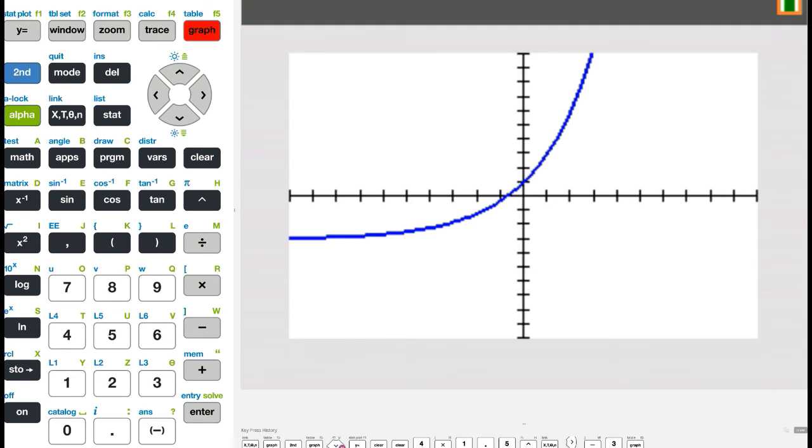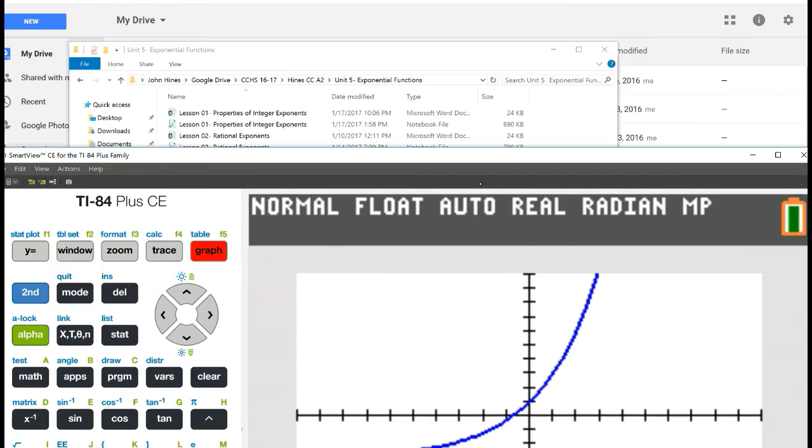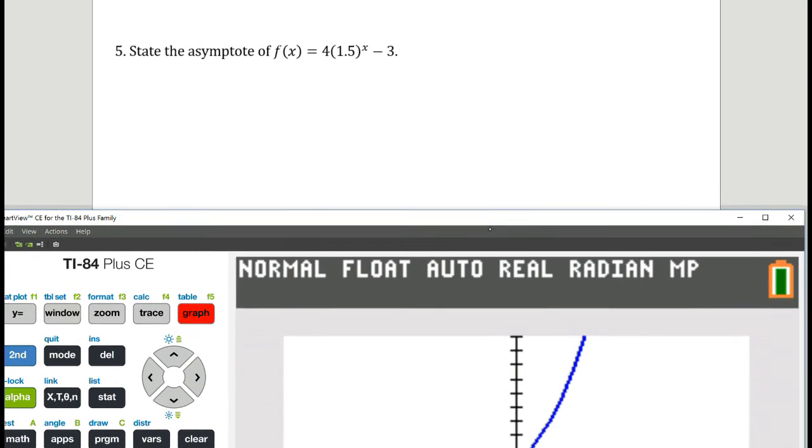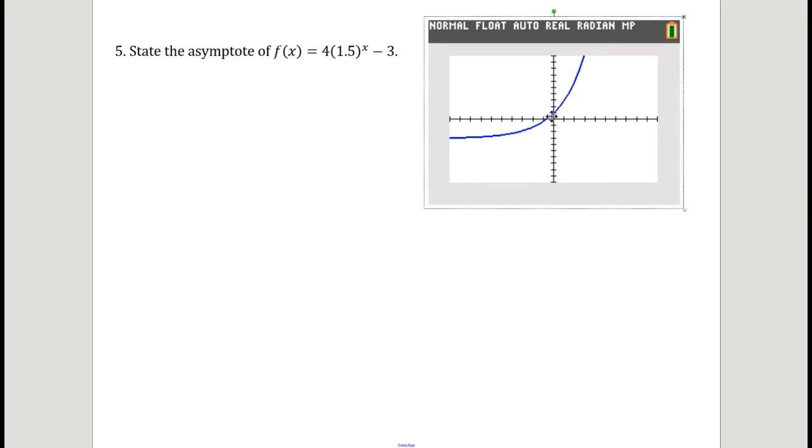There it is. The asymptote is where this function starts to level off. So let me drag that into there. Where does that appear to happen? It happens about here. Happened at about y equals negative 3.